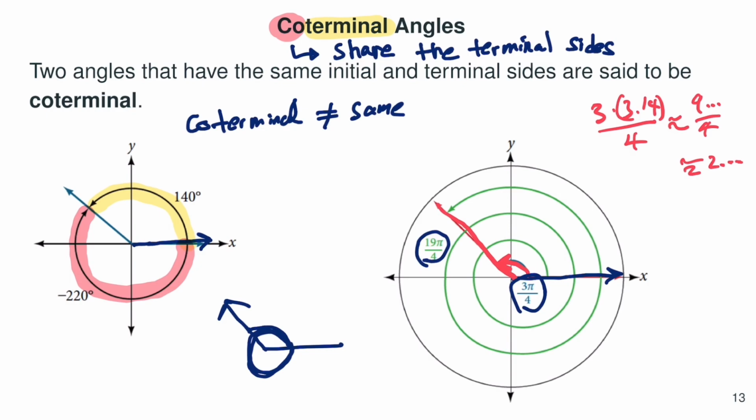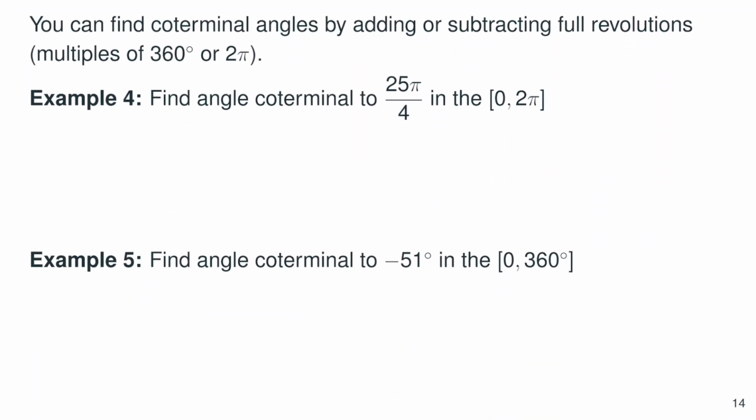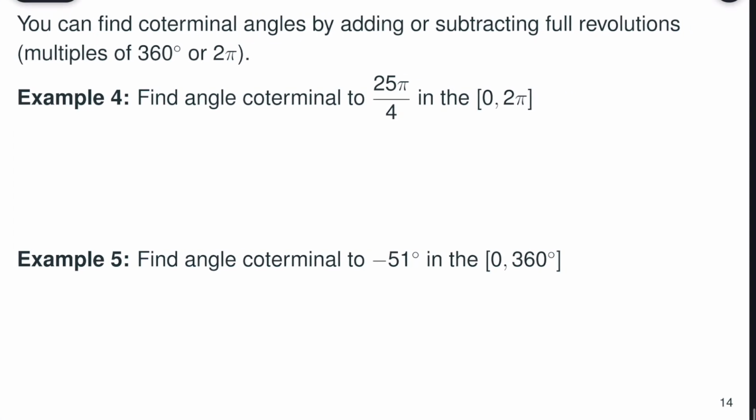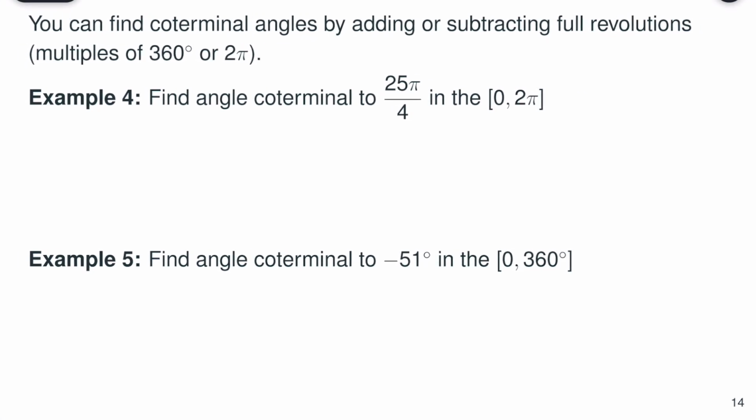So these are the visuals of coterminal angles. But then how do you actually compute coterminal angles for a given number? Because it's not efficient to always draw angles every time we need to find coterminal angles, right? You can find coterminal angles by adding or subtracting full revolutions, multiples of essentially 360 degrees or 2 pi, depending on what unit of measure is being used.